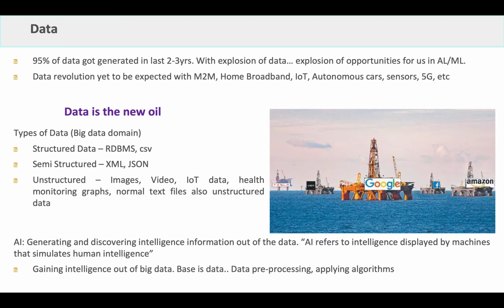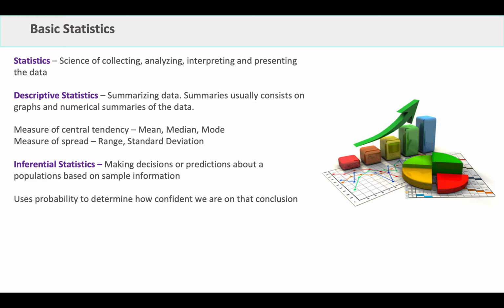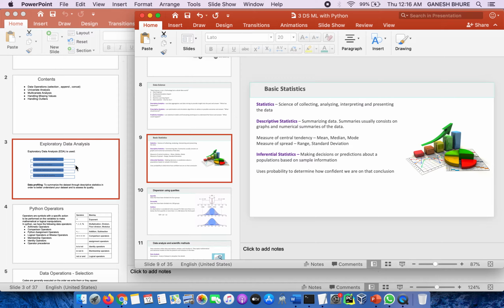There is something called unstructured data: images, videos, text, IoT data, health reports, diagnostic reports, text files. All this data is unstructured data. Many times audio, video, and images also. Such data we need to convert to a proper format. So that is what is called data.